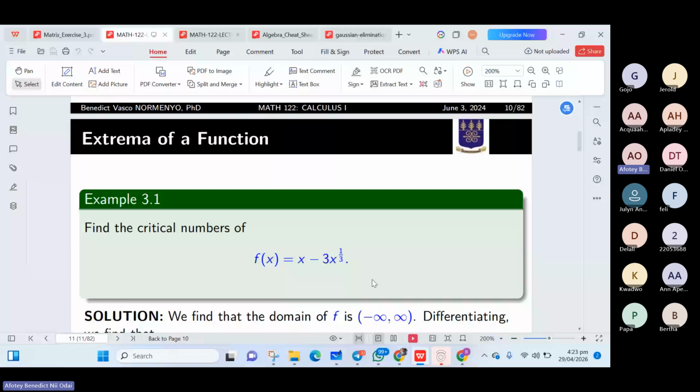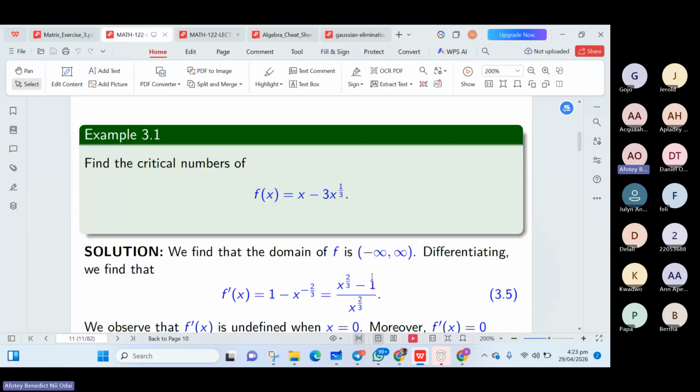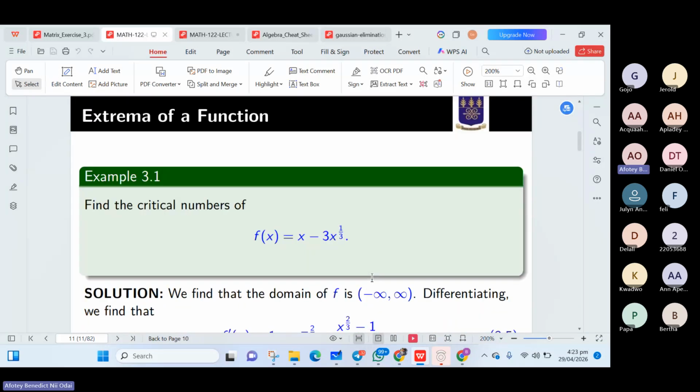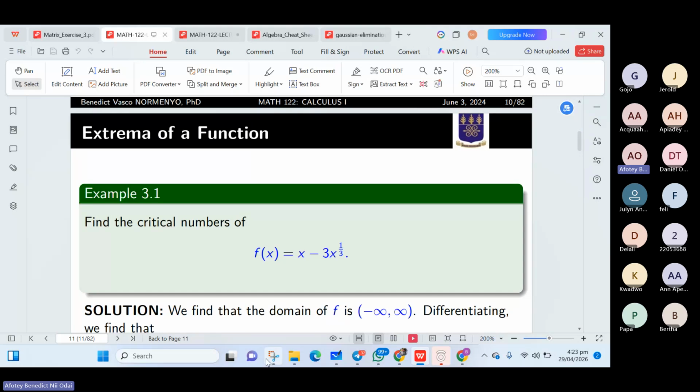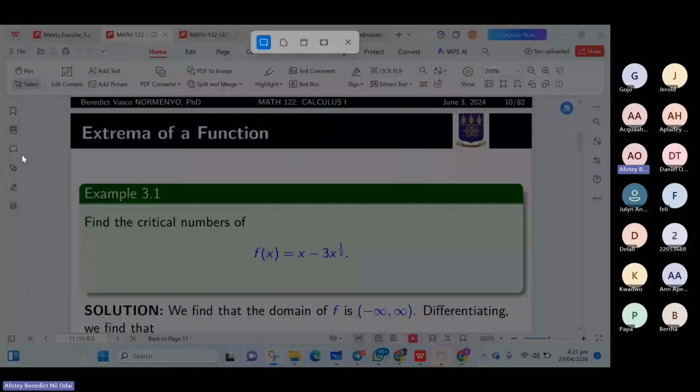We have a question, and the question is saying: find the critical numbers. f of x is equal to x minus x to the power of negative 3. So let's solve this. There's something I would like to point out in this.